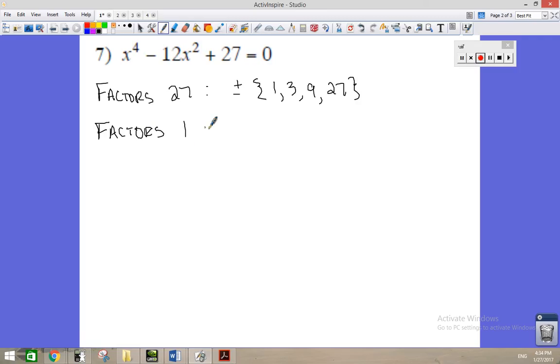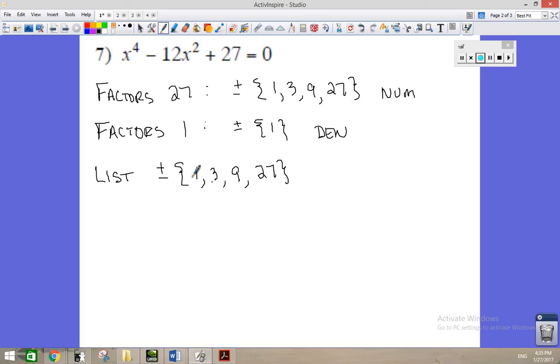The factors of 1: plus or minus 1. But rather than go through and list it, they wanted that list. And remember, this is my possible numerators, this is my possible denominator. So 1 divided by 1 is just 1, 3 divided by 1 is 3, 9 divided by 1, and 27 divided by 1. And then I went through in the last video and checked each one of these.